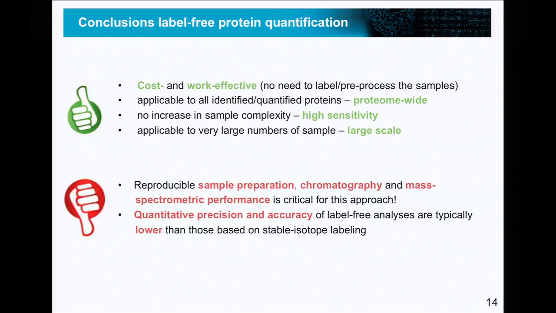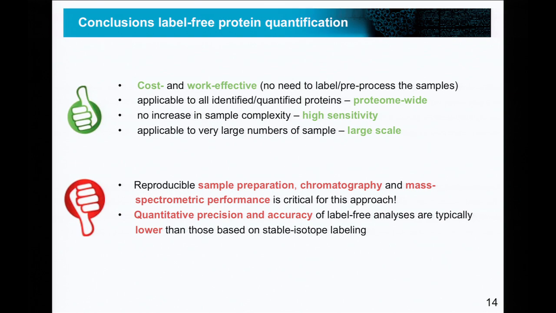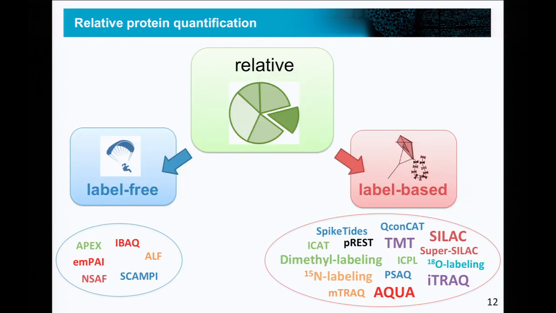However, the major disadvantage, and we touched on that already, is that any variation that happens during sample preparation or chromatography or mass spectrometric performance will immediately impact your quantitative outcome if you do label-free quantification. So for accurate label-free quantification, you really must be especially careful in all these steps and must make sure that you're working consistently and reproducibly for all the samples that you want to relatively compare. And that's also the reason why quantitative precision and accuracy in label-free analysis is typically lower than what you can achieve with isotope labeling.